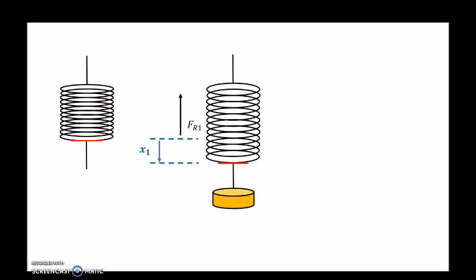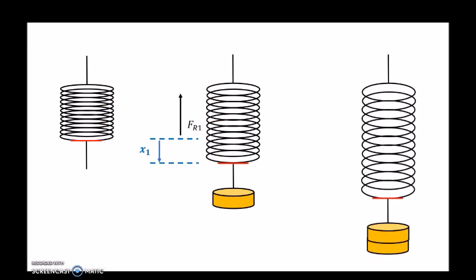If I add a second weight, and again these are identical weights, what I notice is there's more weight pulling down, which means I now have a stronger restoring force pulling up, and I'll have a greater extension again. So the more weight I add on, the bigger the restoring force is going to be, and the bigger the extension is going to be as well.